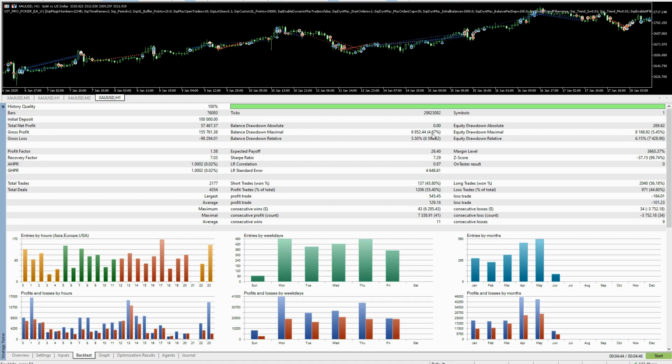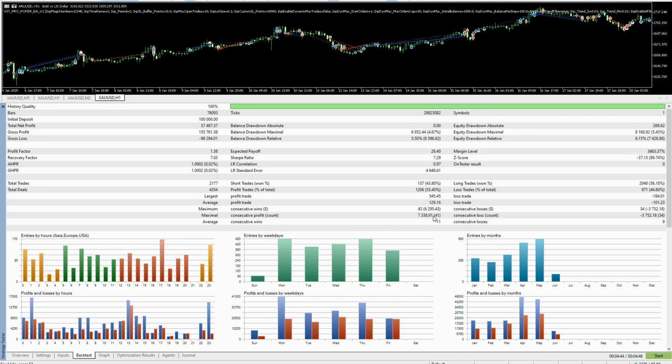Maximum losing streak. The longest losing streak was 34 trades, causing a total loss of $3,752.18. This loss is equivalent to just around 3.75% of the $100,000 account. Most prop firms set a daily loss limit of 4 to 5%. While this is the largest streak overall and not confined to a single day, it shows that the risk from losing streaks remains within a safe and controlled range.